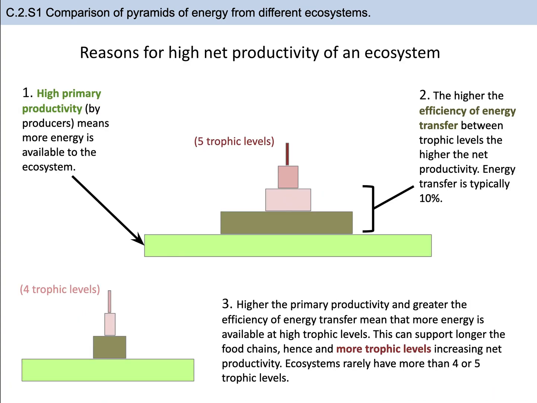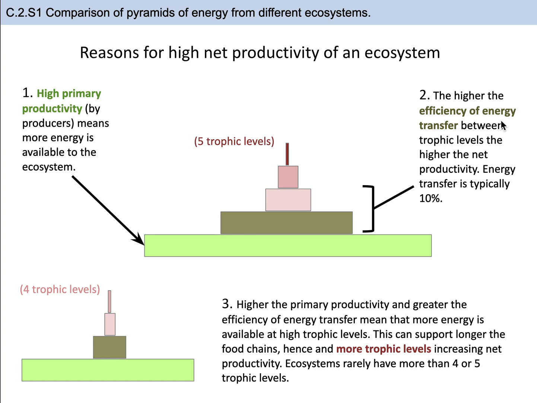Okay, so reasons for high net productivity of an ecosystem. If there's a high base, a high amount of producers, you're going to have more potential for more trophic levels in an ecosystem. So if there's more producers, this means more energy is available to the ecosystem. So that's higher primary productivity is one thing, but then also the efficiency of energy transferred.